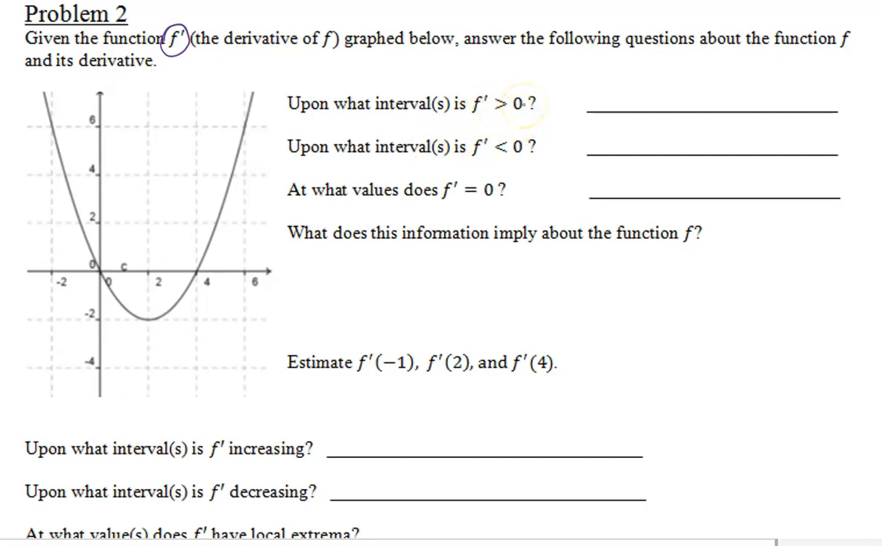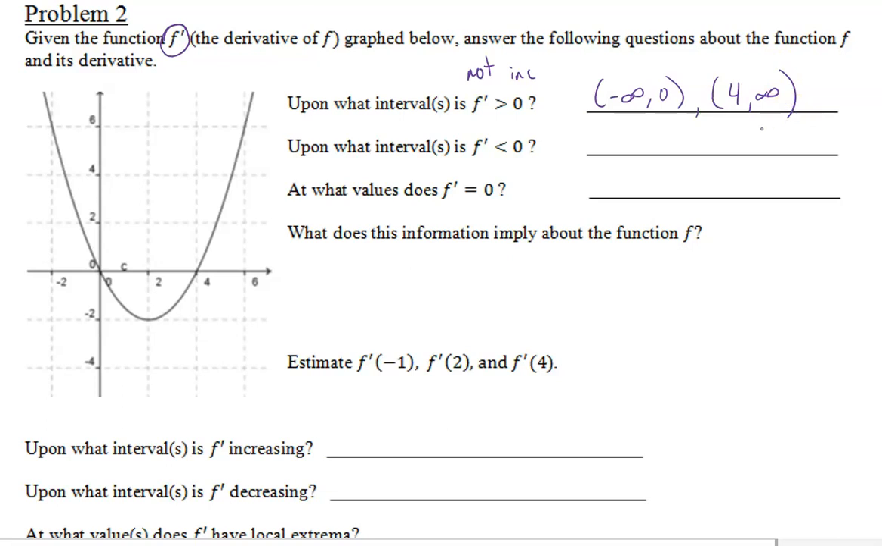Okay, notice that this does not say where is f prime increasing. It says where is f prime positive? Well, if I want to know where a function is positive, that just means where is it above the x-axis. So it is positive everywhere, here, and here. And I'm going to erase those because I'll need to draw other things on this graph. But it is positive from negative infinity to 0 and from 4 to positive infinity.